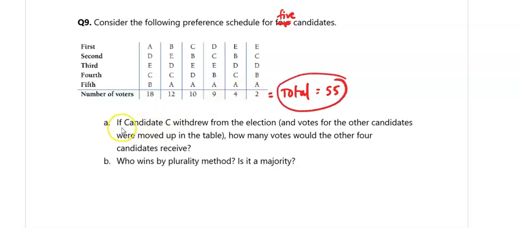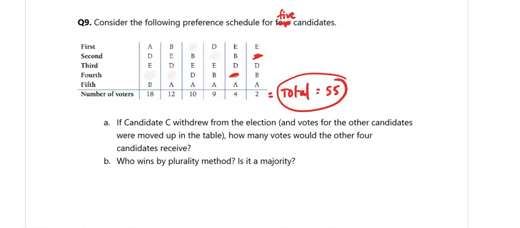First question: if candidate C withdraws from the election and votes for the other candidates are moved up in the table, how many votes would the other 4 candidates receive? What happens is C is going to be removed here. C withdrew, so it's removed, and we only have 4 choices.